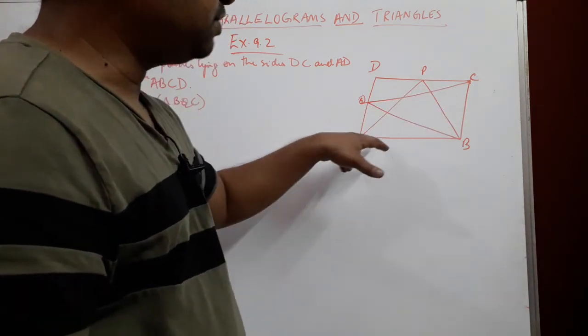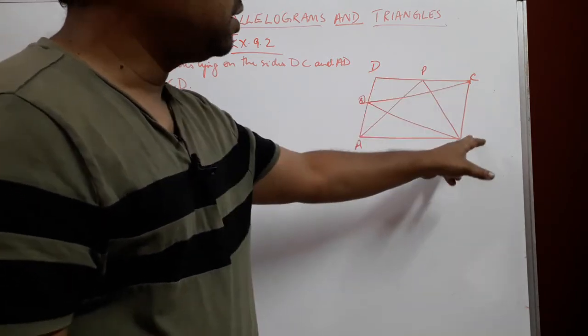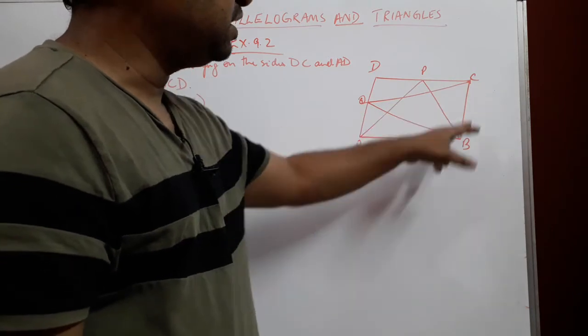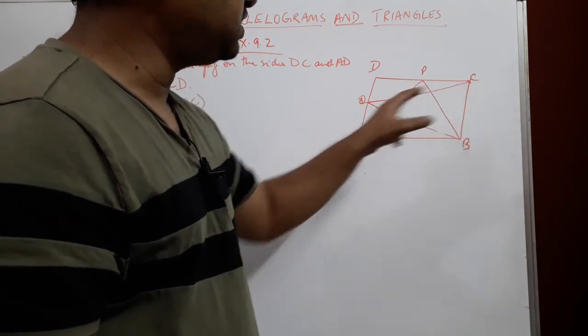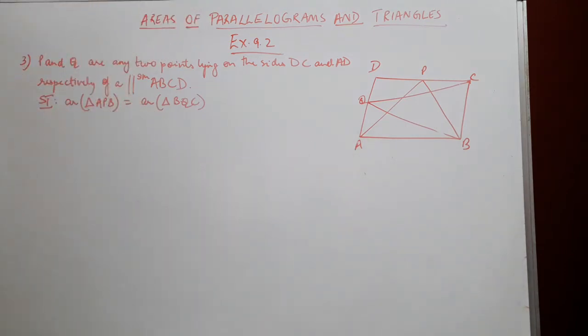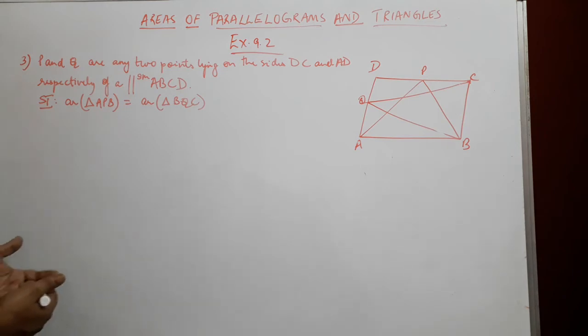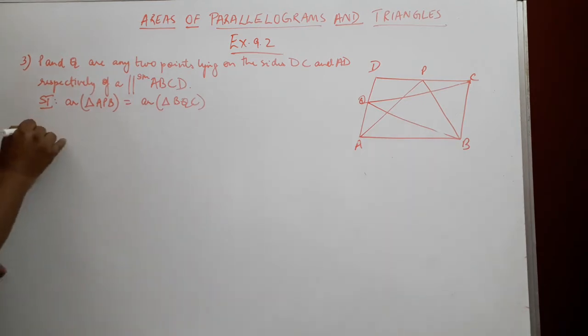What I am saying is, triangle APB lies between two parallel lines, AB and DC of this parallelogram. Similarly, triangle BQC lies between two parallel lines, that is BC and AD. Since this is a parallelogram, opposite sides are parallel. So we'll use the relationship between triangle and parallelogram to arrive at this conclusion that the areas of the two triangles inside the same parallelogram are equal to each other. Okay, so let's begin.